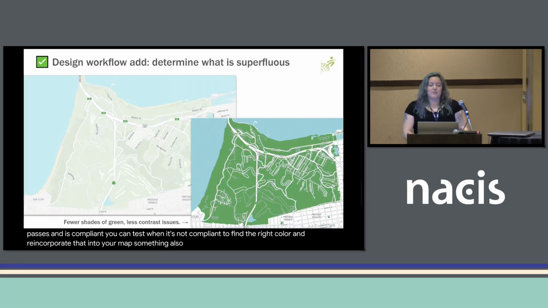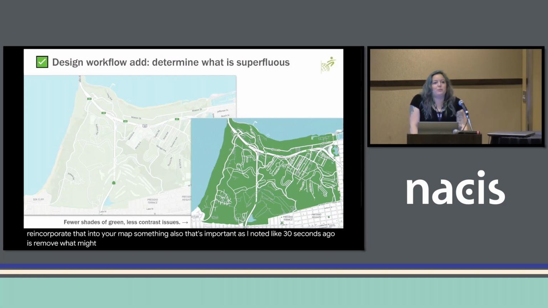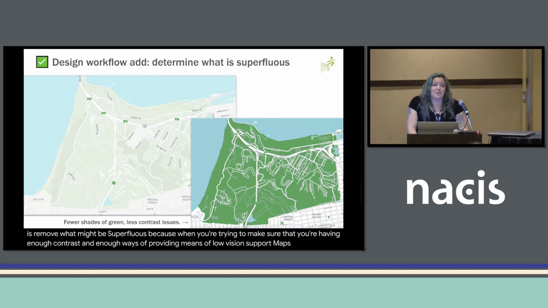Something also that's important, as I noted like 30 seconds ago, is to remove what might be superfluous, because when you're trying to make sure that you're having enough contrast and enough ways of providing means of low vision support, maps obviously have a lot of information on them, and often base maps online especially come with a lot of stuff because there's so much data and we like seeing it, but at the end of the day, it doesn't need to be there. So really think deeply, especially with online maps, of what should actually be in that.